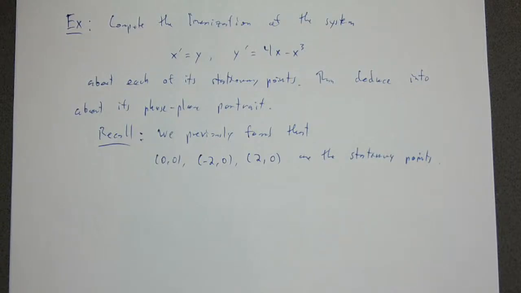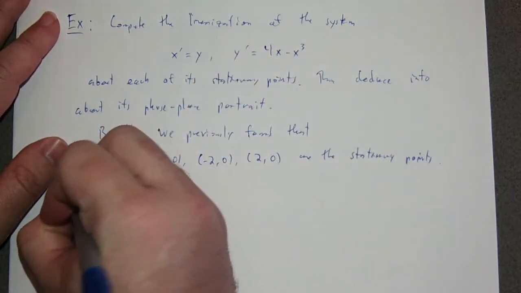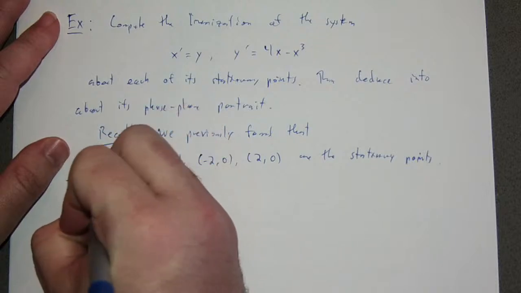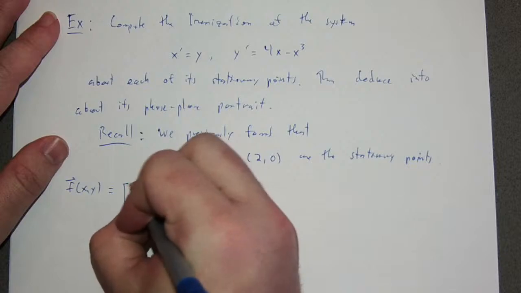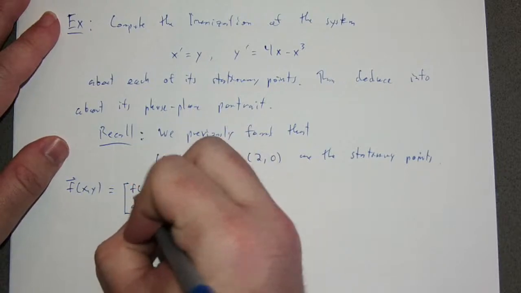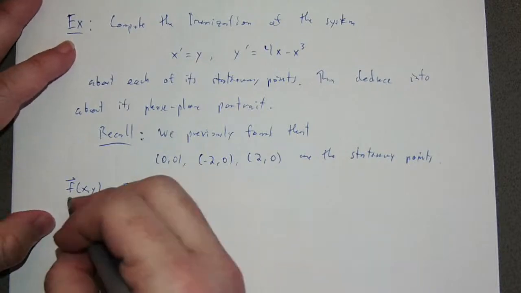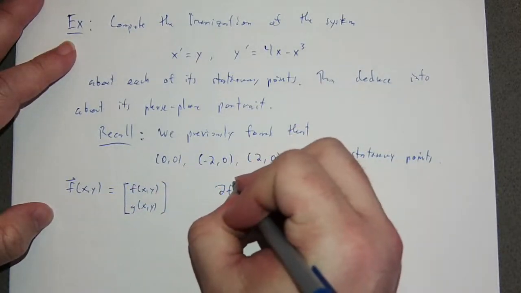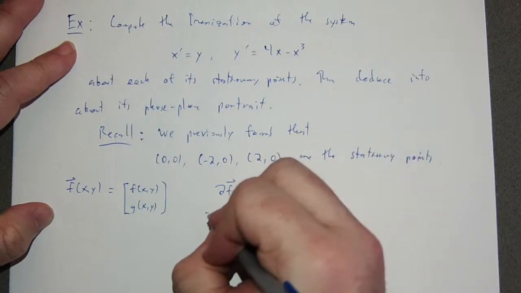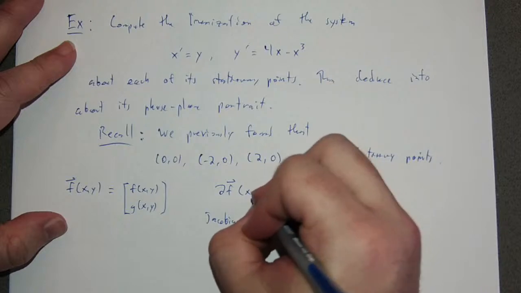Okay. So now I need to compute the Jacobian matrix near each of these things, right? The textbook writes this as a vector f of x, y, which is f of x, y, g of x, y. So the vector writes the Jacobian as del f bar. You don't have to use this notation. You can just write it out. It doesn't matter to me.